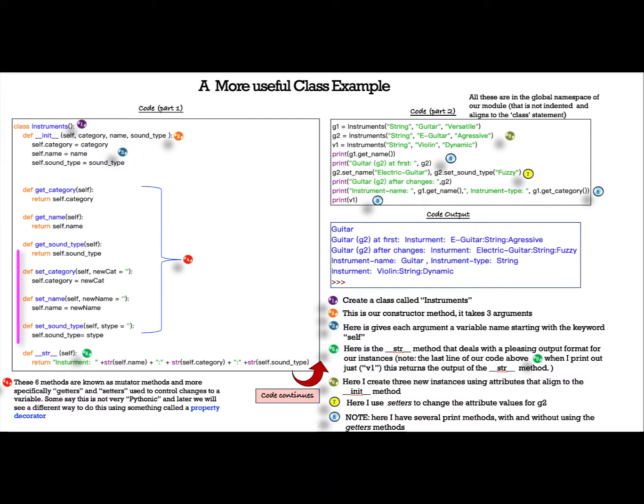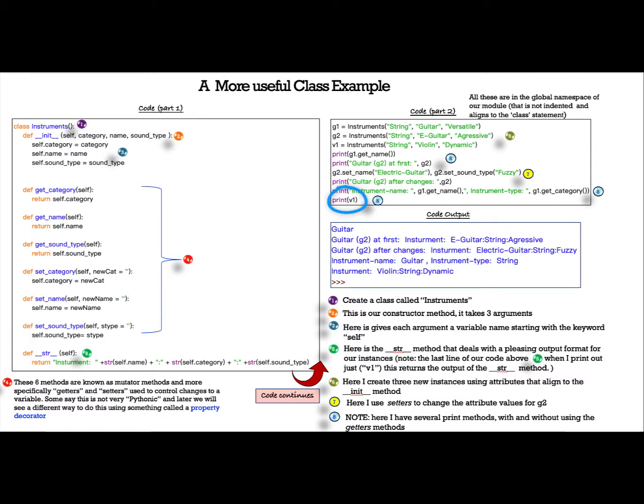I want you to notice here all of these methods are what are known as getters and setters, or mutator methods. They're used to control changes to a variable. Some say that this is not a very Pythonic way to code, and later we're actually going to see different ways to do this using something called a property decorator. More to come on that. Down at the bottom is our string method, and of course that deals with a pleasing output format for instances.